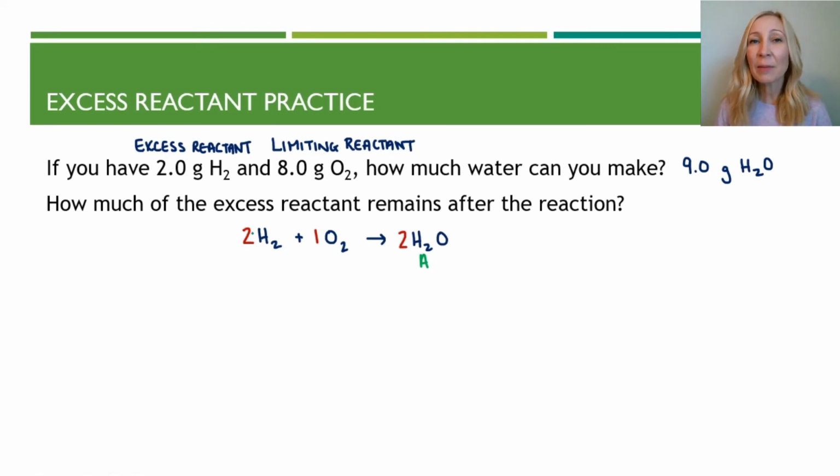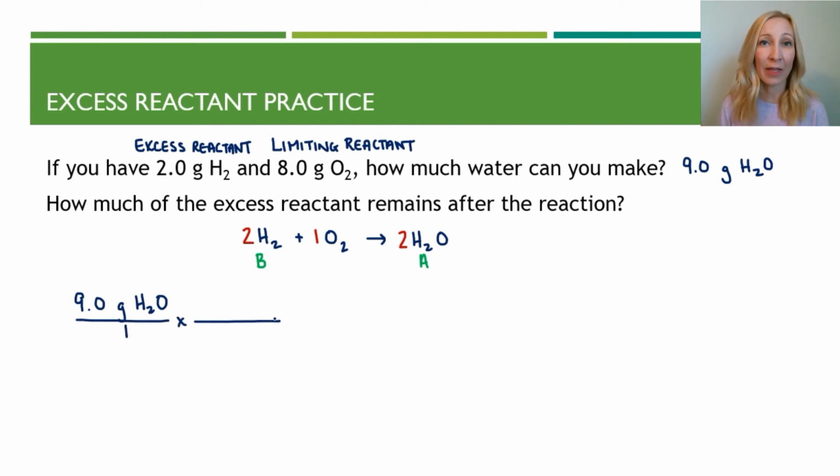So the next step is we're going to start with our product, our known amount of product. So water is going to be our A. All right, then we are going to solve for our excess reactant. So H2, or hydrogen gas, is going to be our B. Okay, we know we can make 9 grams of water. So we're going to figure out how many grams of hydrogen we will need for that reaction. So we're going to set up a normal mass to mass, or grams to grams, stoichiometry problem.